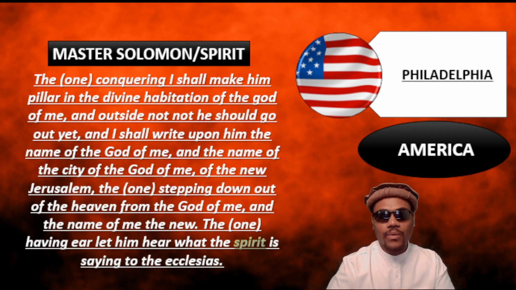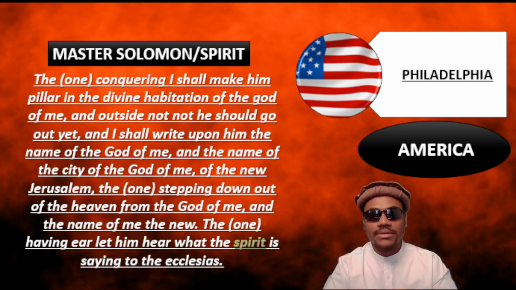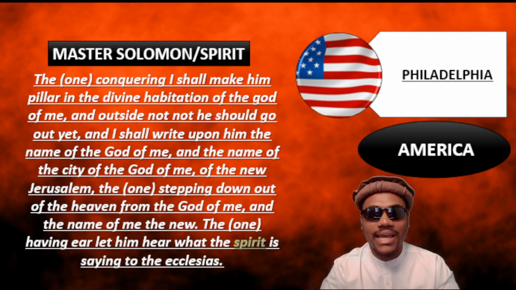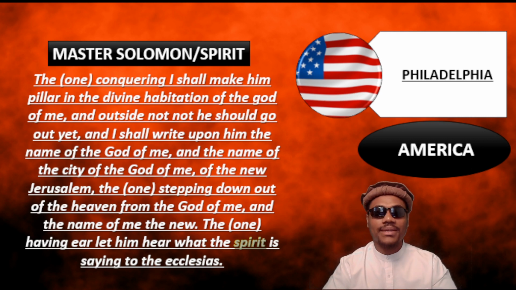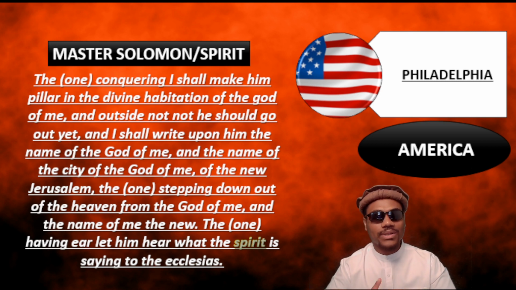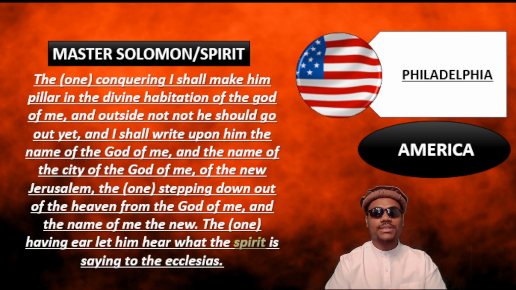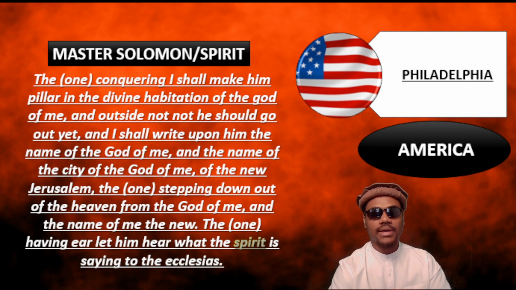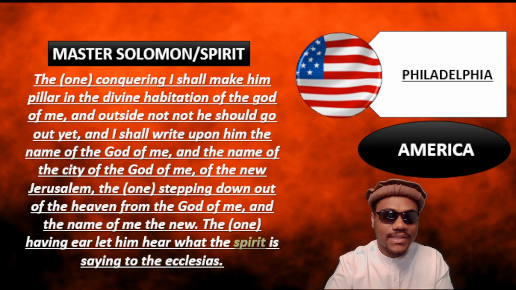He is saying, the one conquering, I shall make him pillar in the divine habitation of the God of me, and outside not he should go out yet. And I shall write upon him the name of the God of me, and the name of the city of the God of me, of the new Jerusalem, the one stepping down out of the heaven from the God of me, and the name of me, the new. The one having ear, let him hear what the Spirit is saying to the ecclesia. Okay? So, there you have it. That's what Suleiman is saying to them.